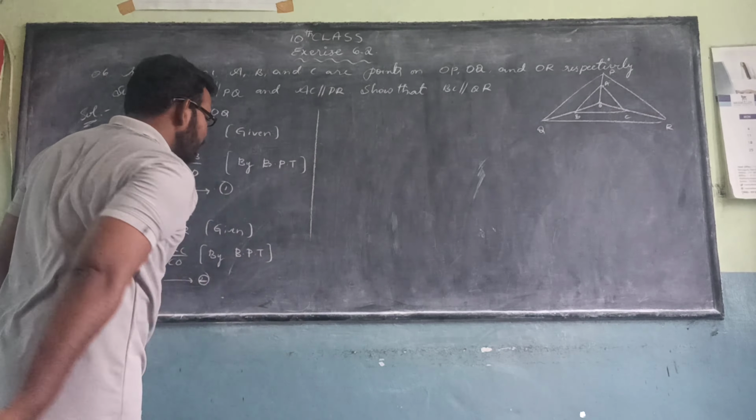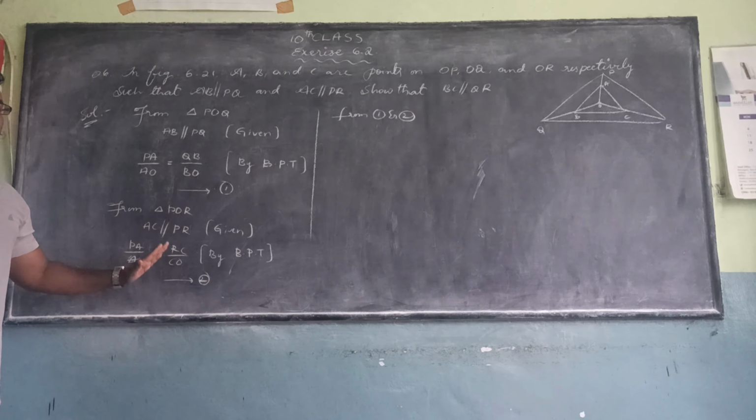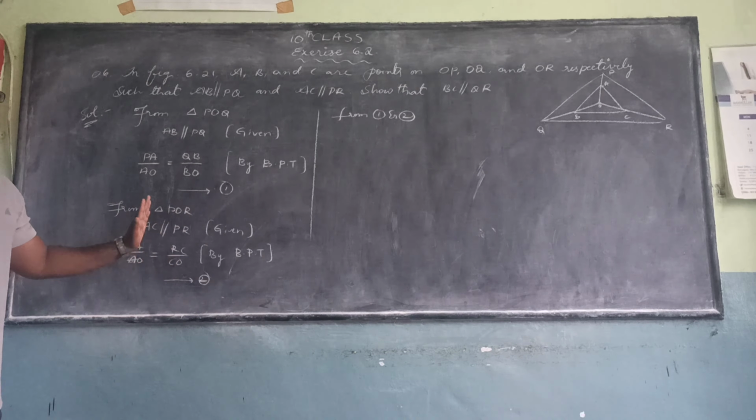So from 1 and 2, we can say that QB by BO is equal to PA by AO, and also RC by CO is equal to PA by AO. Here both terms are equal to the same term. That's why here we can write QB by BO is equal to RC by CO. So this is what we get as the conclusion.